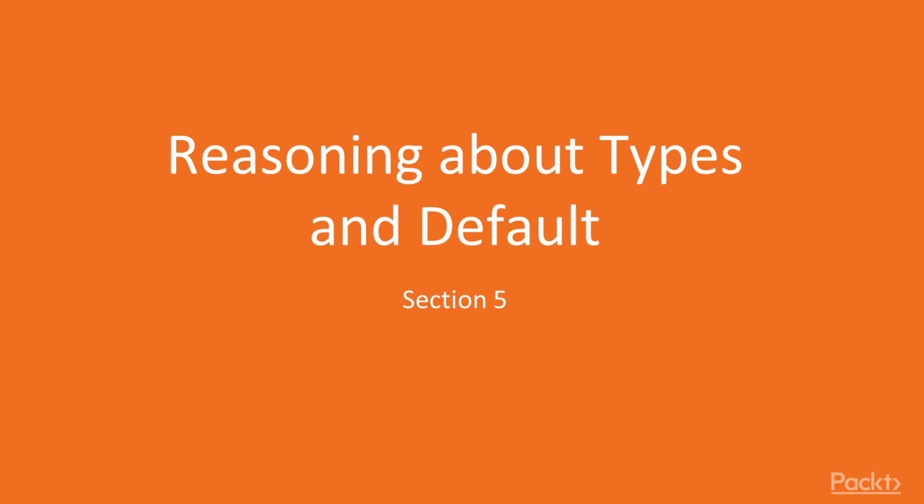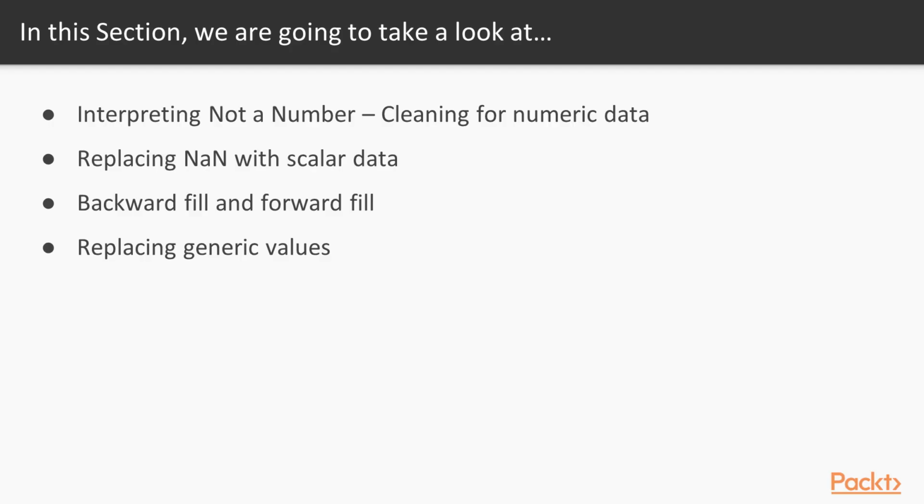We will generate an example dataset with numbers. Some of those columns will have a not a number value instead of a meaningful value for a numeric column. We'll try to fix that. Next, we'll be replacing that not a number with scalar data.